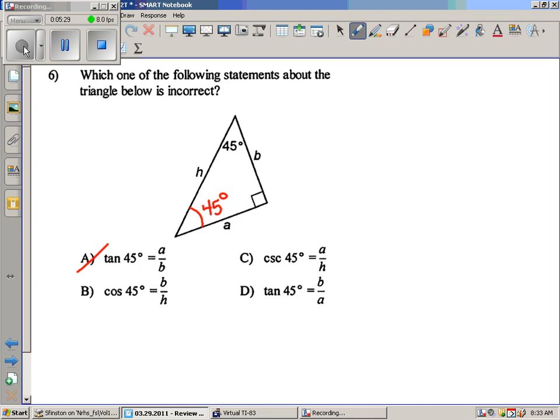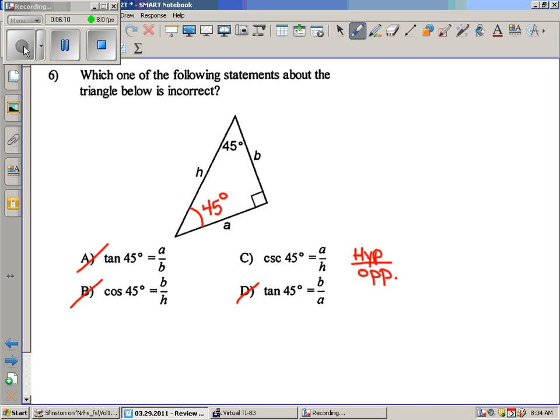Let's erase. Let's start again. The cosine of 45 is adjacent over hypotenuse. Yep, that one will work as well. The tan of 45 is opposite over adjacent. This one is out. Now let's just check out cosecant, because there are some errors when we use ExamGen sometimes. Cosecant is a reciprocal of what? No two cos go together. Good. Cosecant of 45 should be the hypotenuse over the opposite, because cosecant is the reciprocal of sine.